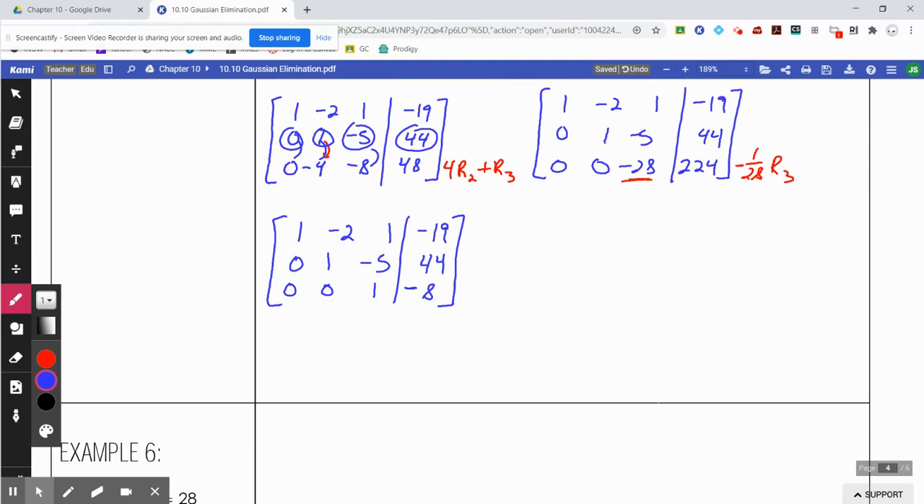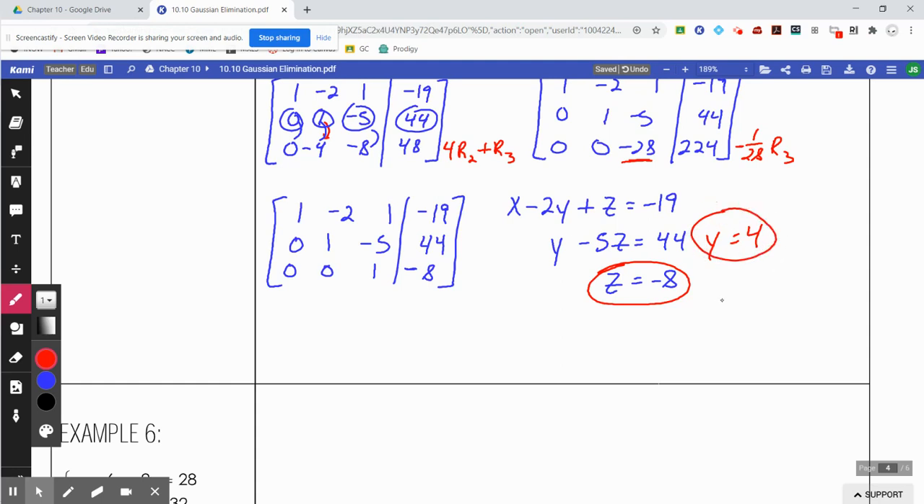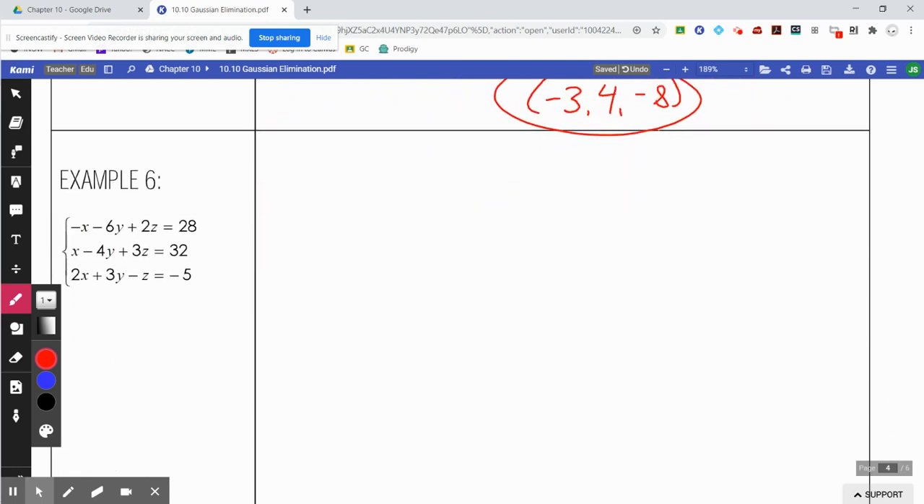Now let's go ahead and write that back as a system. And that's going to tell us our answers. Since z is negative 8, go back and plug that in. And that tells you that y is going to equal 4. Plug both of those back in, and that tells you that x is going to equal negative 3. So my solution is going to be negative 3, positive 4, and negative 8.